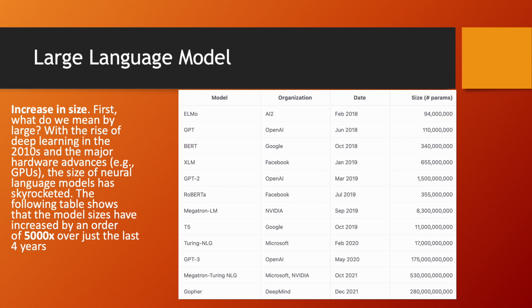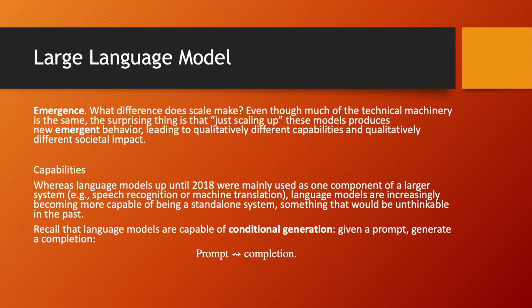And here's the table. As you can see, in Feb 2018, ELMo was trained with 94 million parameters. And then at the bottom, we have Gopher from DeepMind in December 2021, which has 280 billion parameters. That's huge.